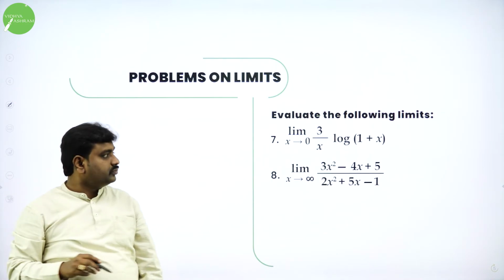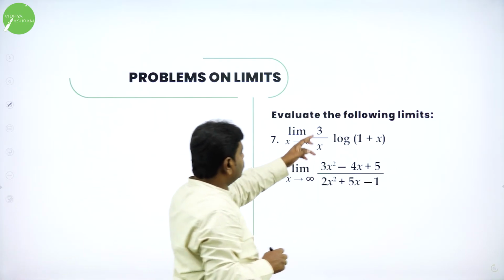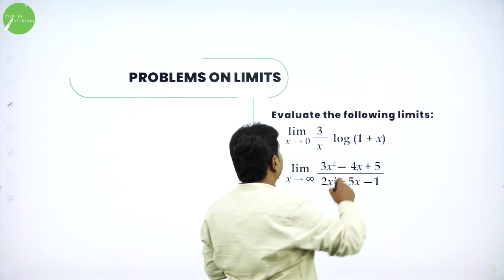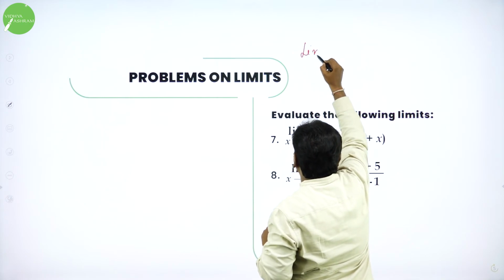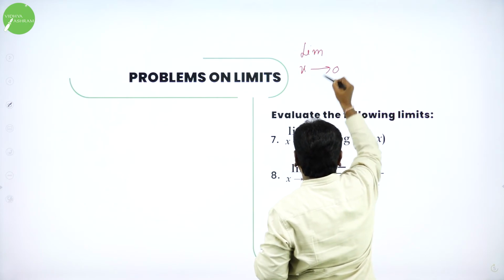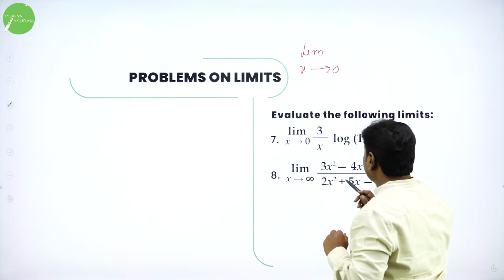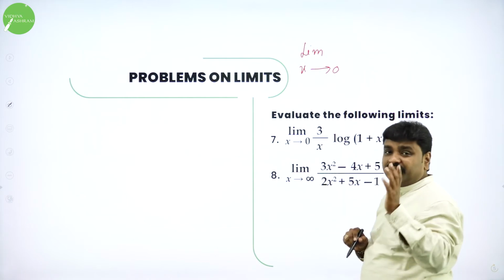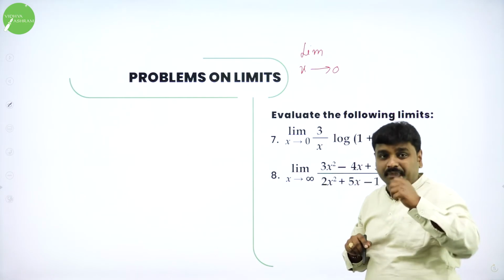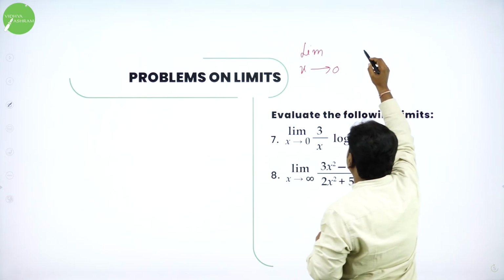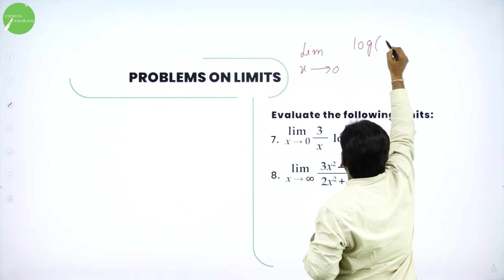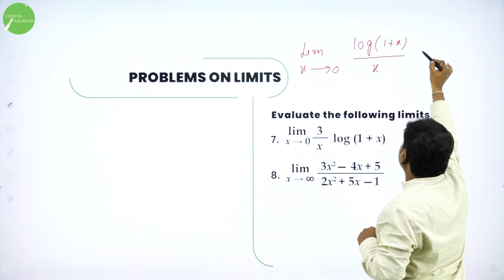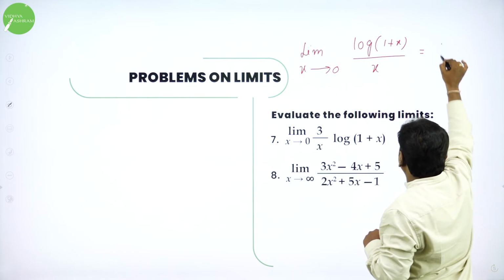Next, limit x tends to 0 of 3 by x log of 1 plus x, they are asking. Simple. You should know one more interesting fact. If x is tending to 0 and you put 0 directly in place of x, you will get 0 by 0, since log 1 is 0. So again we have to learn one more theorem: limit x tends to 0 of log of 1 plus x divided by x, log base e, is 1.